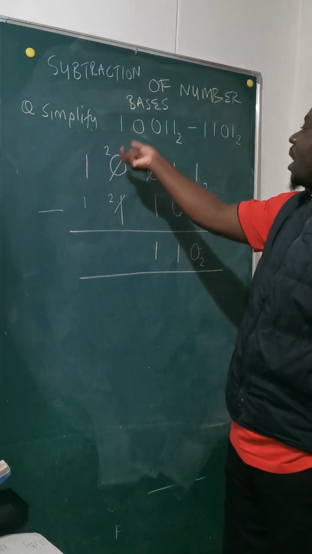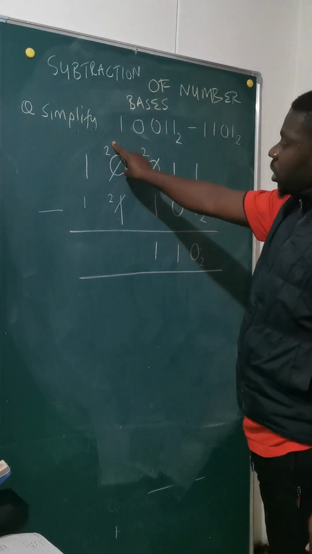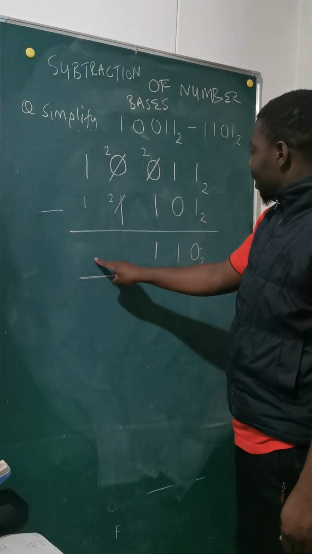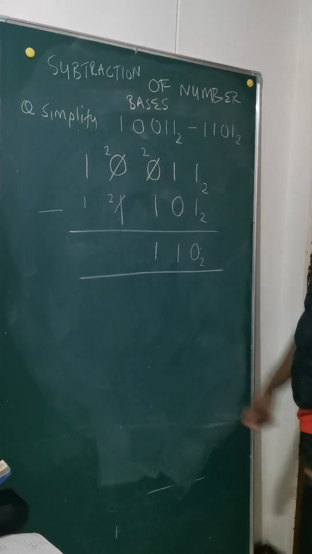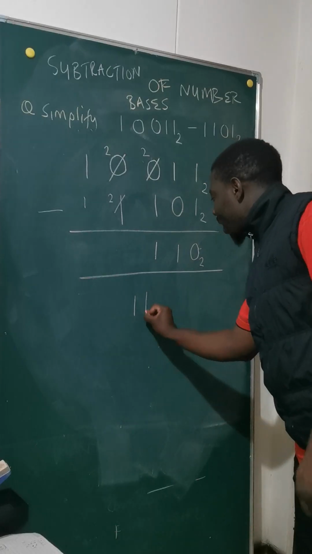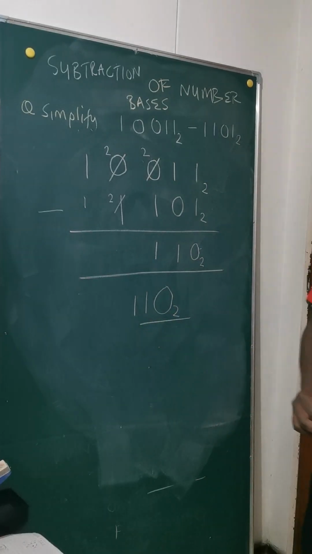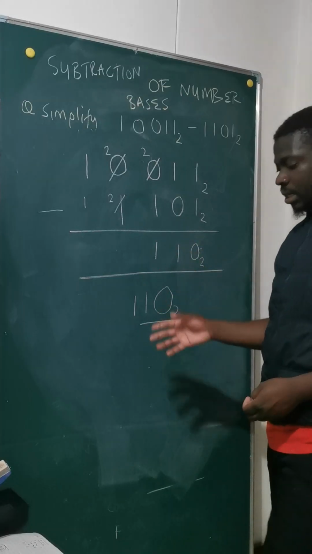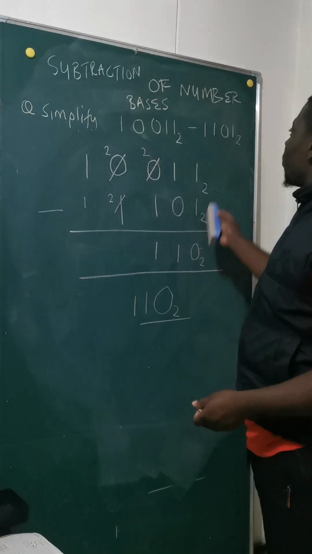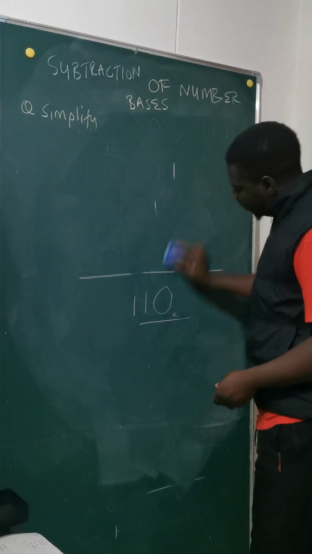But the number that you are adding depends on the number base. If it's base 2, we add 2. Then you say 2 minus 2, it's 0. 1 minus 1, 0. There is no need to write anything here, right? So now our answer is 1, 1, 0 in base 2. So this is an example of the subtraction of number bases.